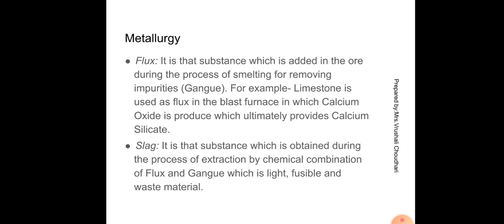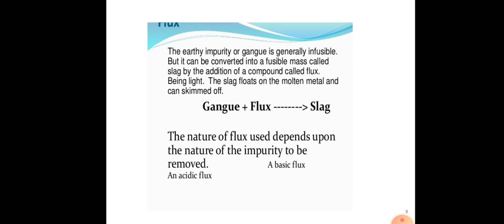Slag. It is a substance which is obtained during the process of extraction by chemical combination of flux and gangue, which is a light, infusible and waste material. So what is the slag? Unwanted impurity that is removed after the extraction.